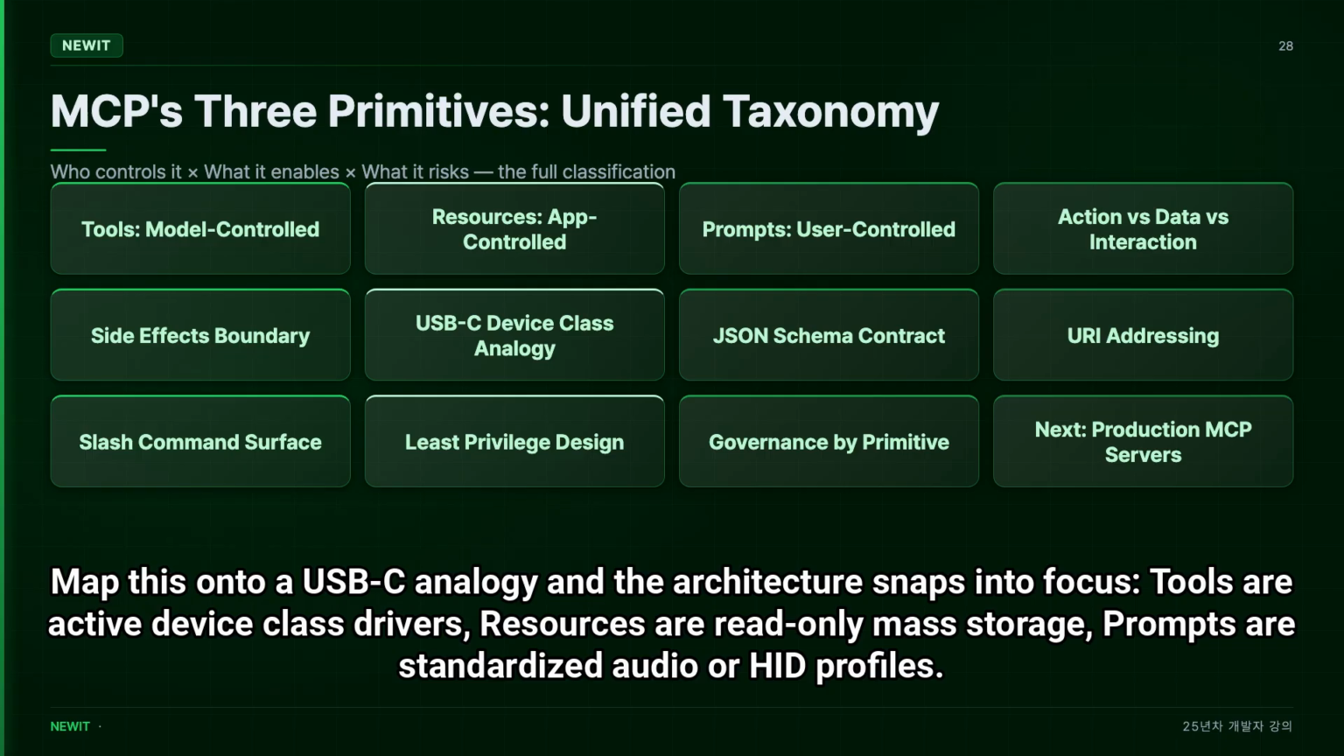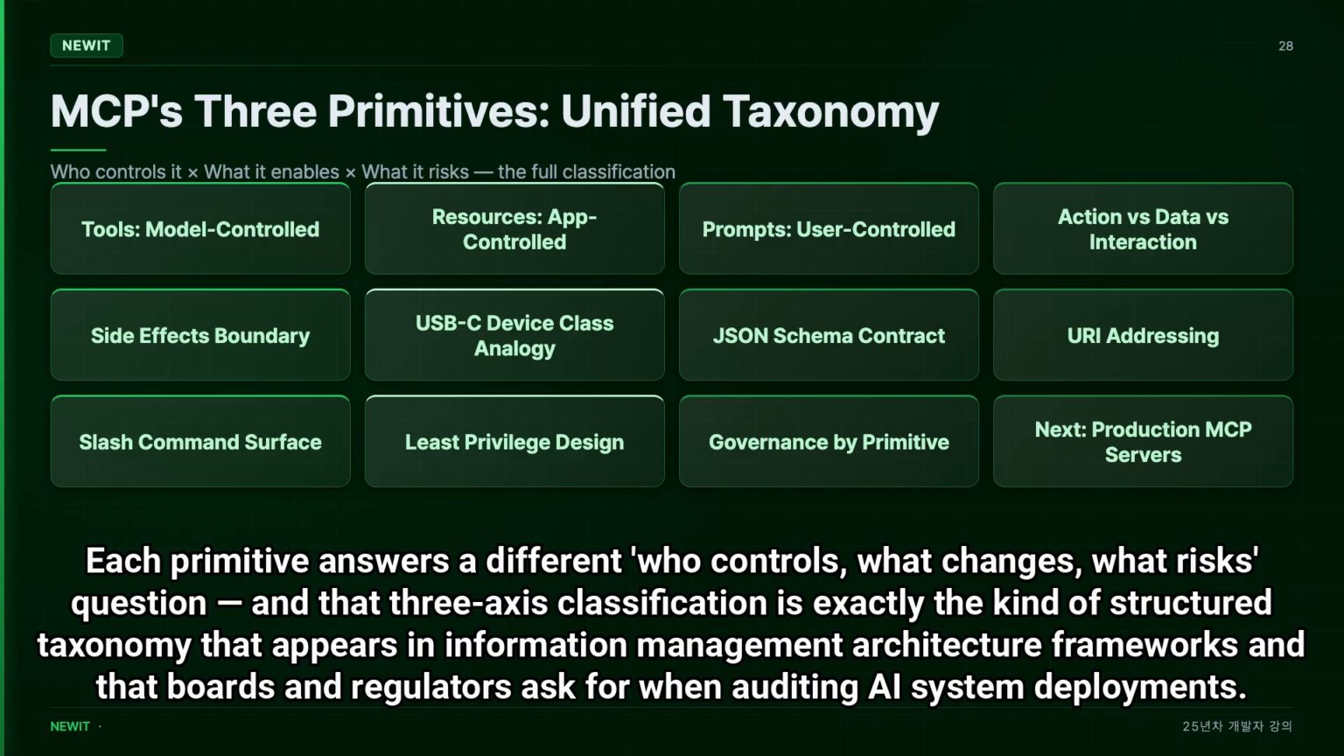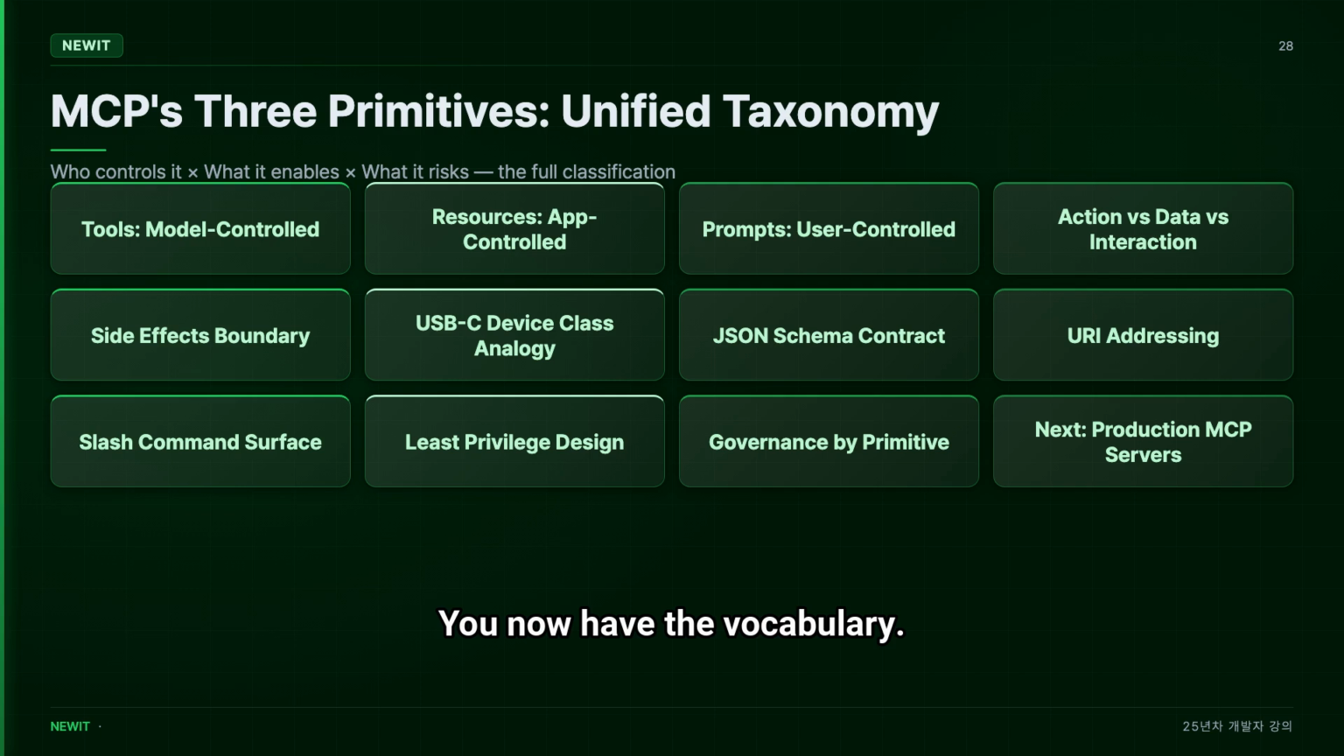Tools are active device class drivers. Resources are read-only mass storage. Prompts are standardized audio or HID profiles. Each primitive answers a different who controls, what changes, what risks question, and that three-axis classification is exactly the kind of structured taxonomy that appears in information management architecture frameworks and that boards and regulators ask for when auditing AI system deployments. You now have the vocabulary. The question is what to build with it.